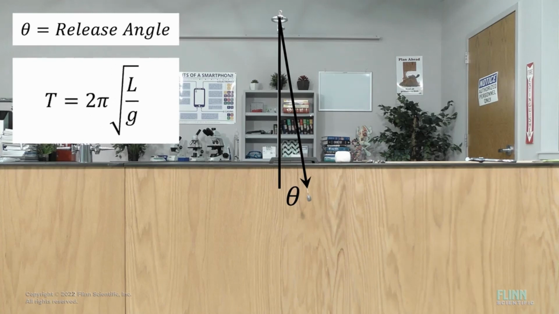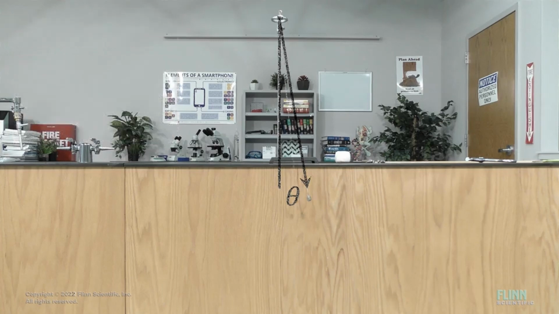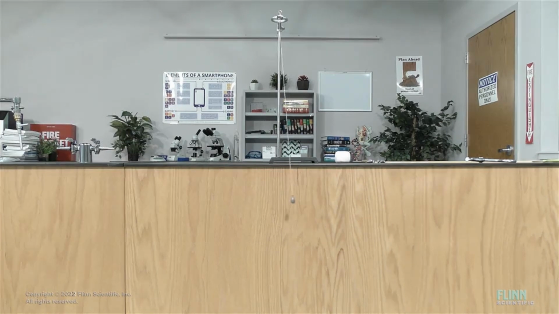This is expressed in the following equation, where period, represented by capital T, equals 2 times pi times the square root of the ratio between L, the length of the pendulum, and g, the gravitational acceleration on Earth. How would you determine the value of the gravitational acceleration g using the equation for the period of a pendulum? What measurements would you need to perform?